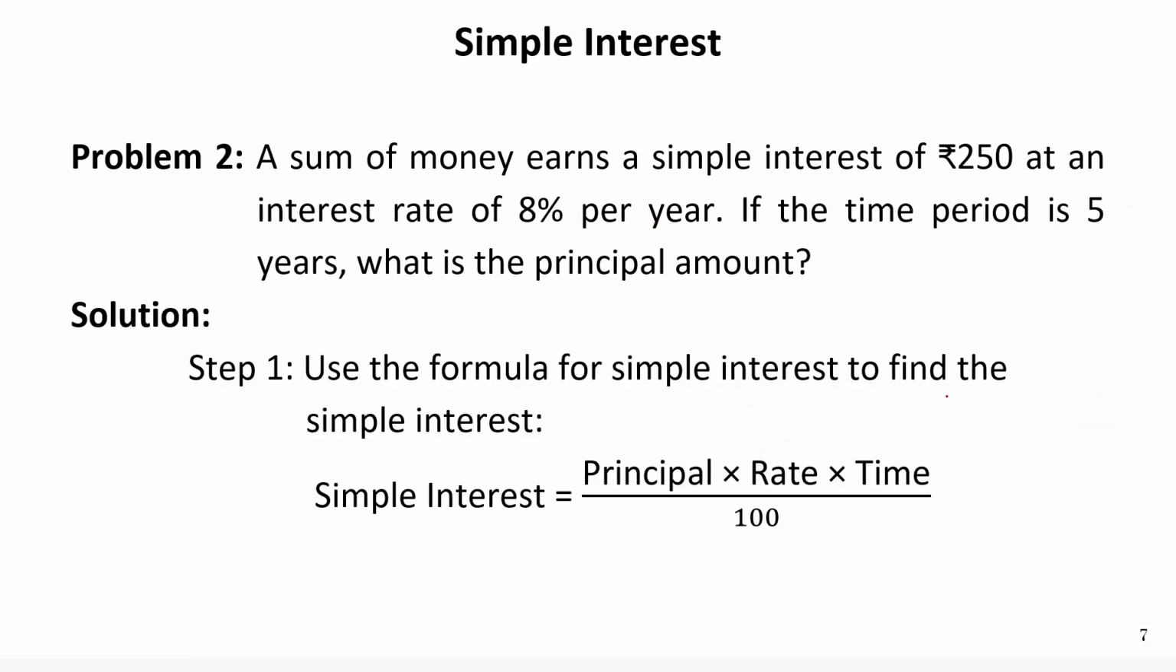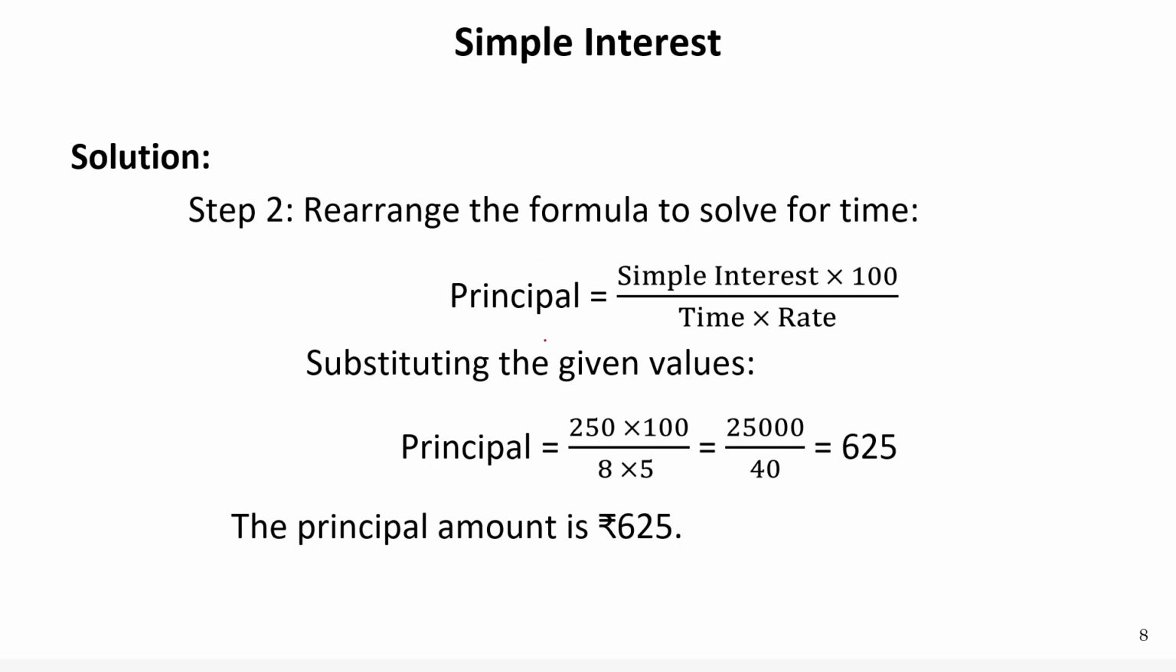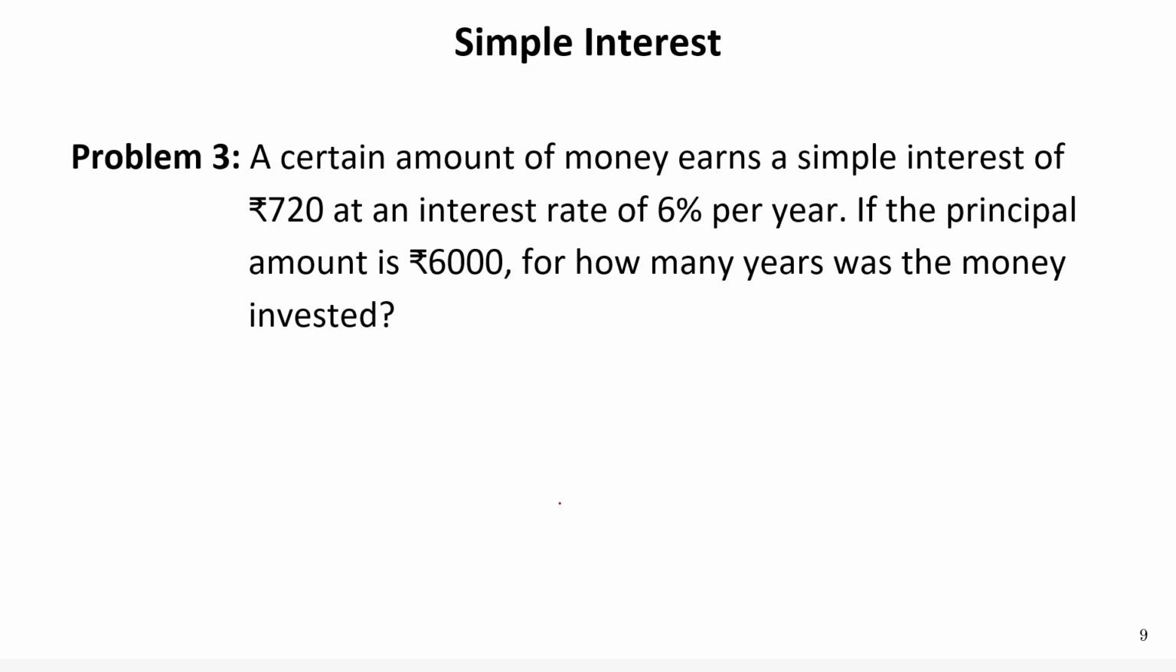So let's see. Simple interest is equal to principal into rate into time by 100. So principal is equal to simple interest into 100 by time into rate. If we take the principal to the left hand side, because it is the unknown part, and all the known parts to the right hand side, we are left with this formula. Substituting all the given values, we get 250 into 100 by 8 into 5, which is nothing but 25,000 by 40, which is equal to 625 only. So the principal amount is 625.